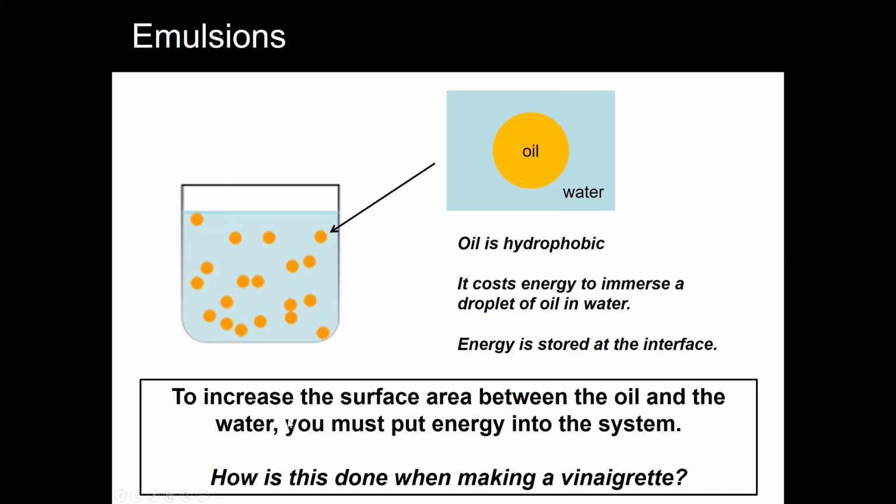So just to kind of read the box part here, to increase the surface area between the oil and the water, you must put energy into the system. How is this done when making a vinaigrette? Hopefully you know the answer to that. The answer is by the shaking motion or the whisking if you're whisking it. Okay, but you need to put energy in to force the oil to be near the water, to create all those little droplets in the water.